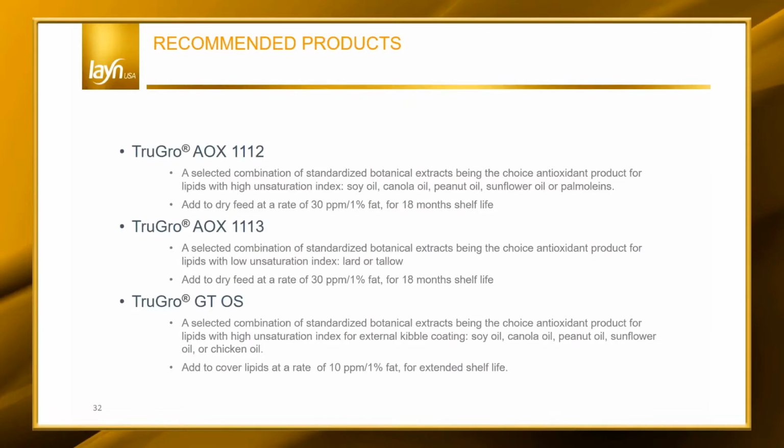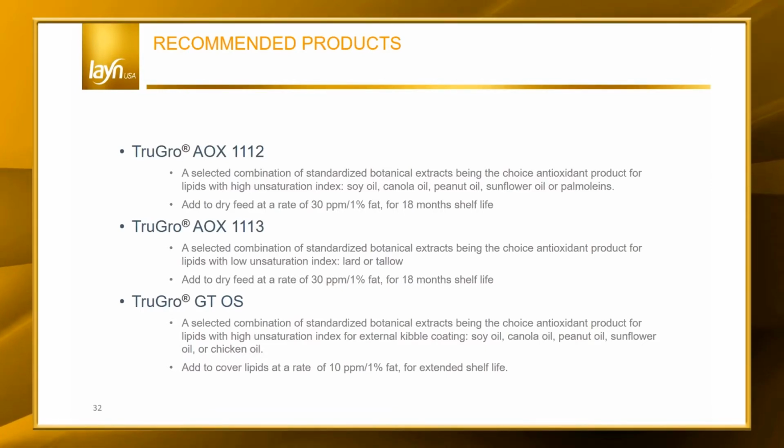Therefore, out of Line's product line, we can recommend 3 different products, those that were developed and described before. The formulation 1112 is particularly adapted for lipids with high unsaturation index, like soy oil, canola, sunflower. These products would be added at 30 ppm per 1% fat, and this would help manufacturers achieve 18-month shelf life.